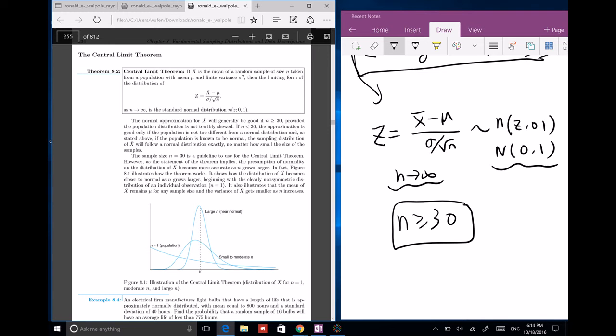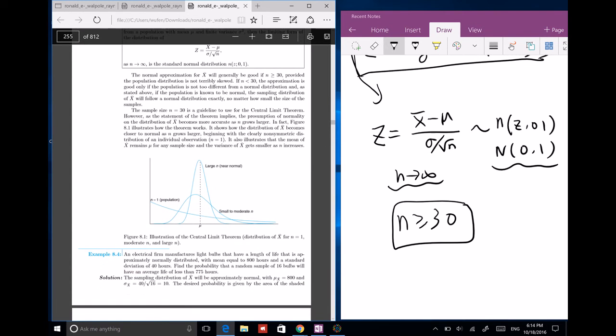If the population distribution is normal, for sure the sampling distribution is normal. But as long as the population distribution is not terribly skewed to the left or right, if n is bigger than or equal to 30, the sampling distribution is also a normal distribution.